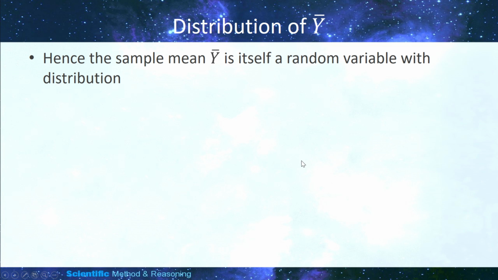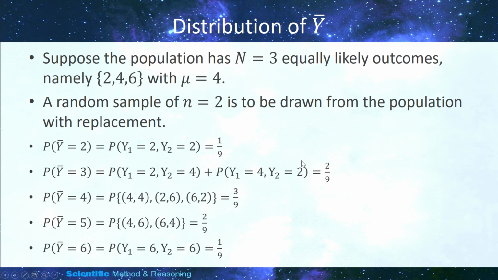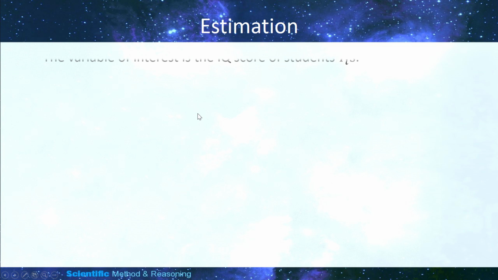So how do we estimate the population parameter? Unlike the earlier example, where we know exactly what the population is, with only 3 elements, 2, 4, and 6, in general we have an unknown distribution. For example, the random variable of interest is the IQ score of students, denoted by yi's.